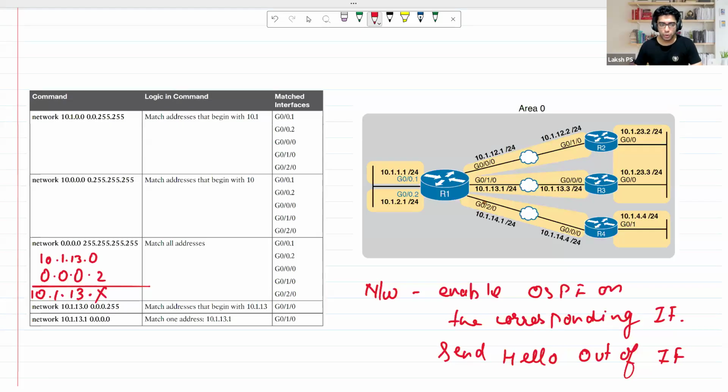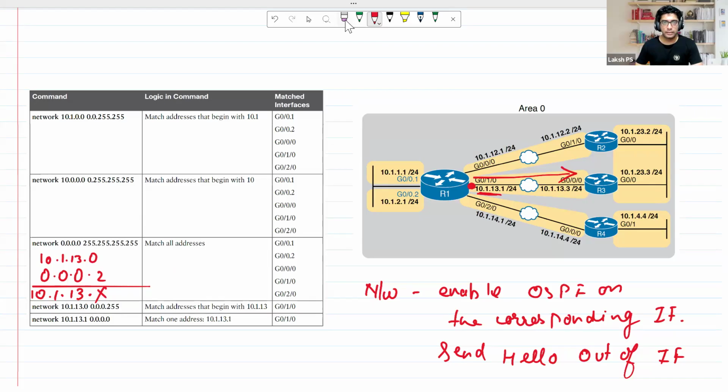So here you only have this interface which has the IP address starting from 10.1.13.1. So OSPF will be enabled on this interface and hello message will be sent out of this interface only.